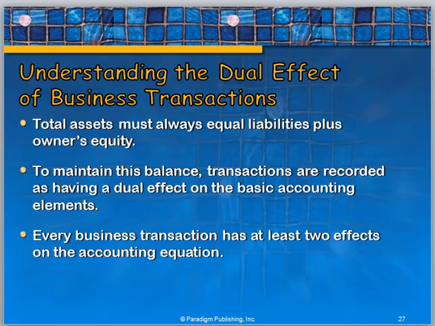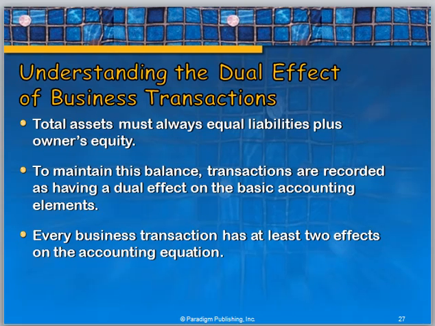Just like if I owe JCPenney $200 and I go charge something for $50, my liability is going to increase to $250. So the effects of business transactions can be stated in terms of changes in the basic elements of the accounting equation. To determine exactly how the equation is affected, each transaction must be analyzed or broken down to determine how it affects the accounting elements.